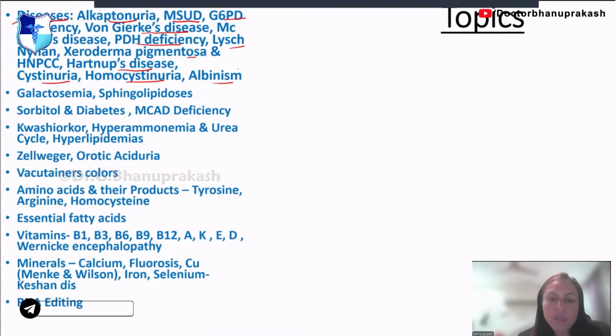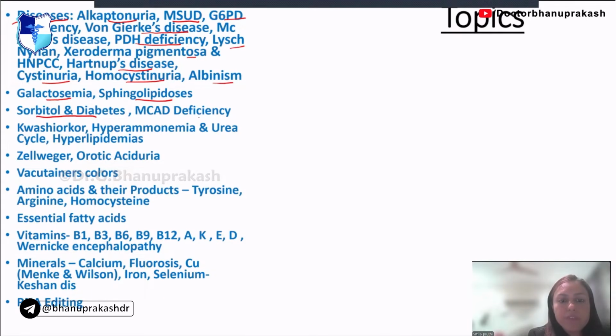and albinism. So all these topics which I'm going to tell on this page are the topics of your FMG rapid revision program. You must do these topics in Biochem before going for exam, right? Then next is galactosemias, very frequently asked, very important. Sphingolipidosis, most common is Gaucher's disease. Then the concept of sorbitol and diabetes is frequently asked because the pharma industry is working on drugs which have metabolism with sorbitol, right?